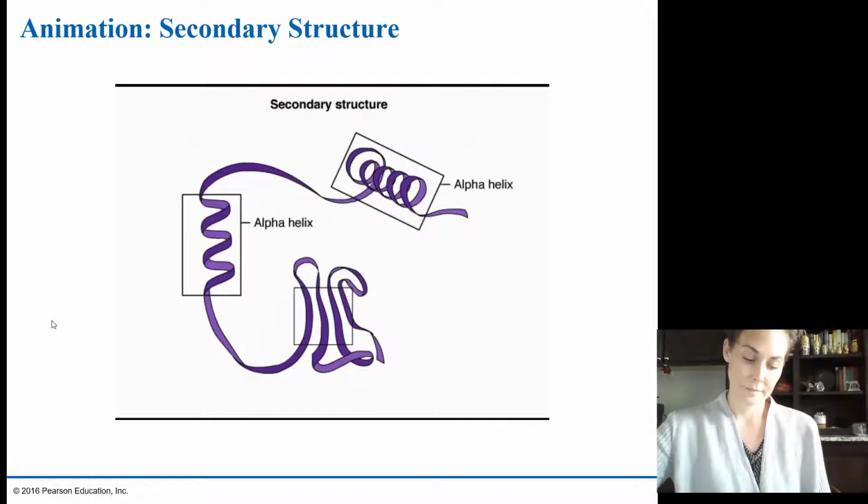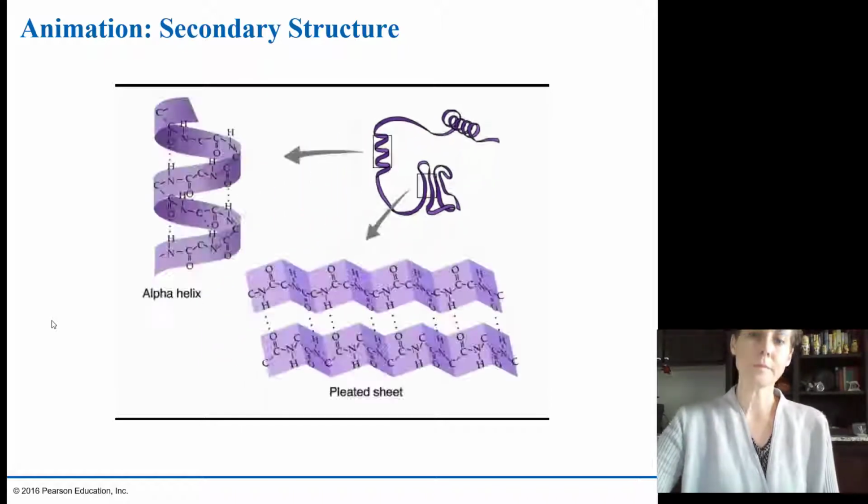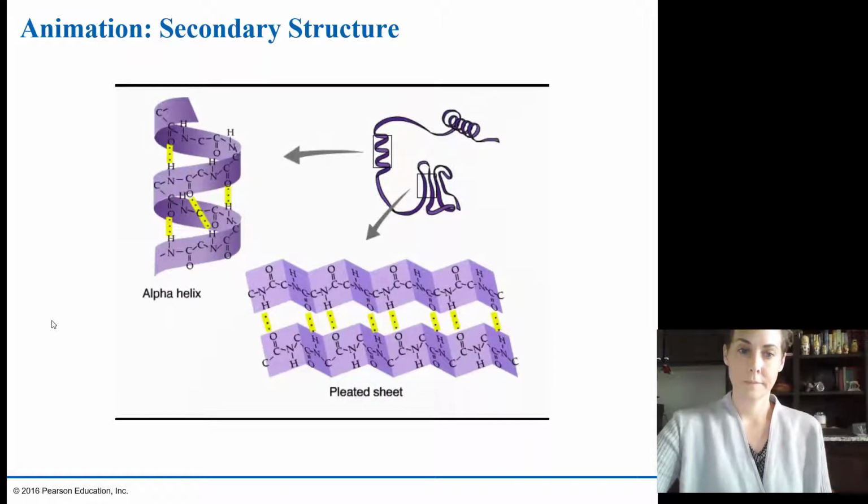One kind of secondary structure is the alpha helix, where the chain twists. Another is the pleated sheet, where the chain folds back on itself or where two regions of the chain lie parallel to one another. Secondary structure results from hydrogen bonding between atoms along the polypeptide backbone.